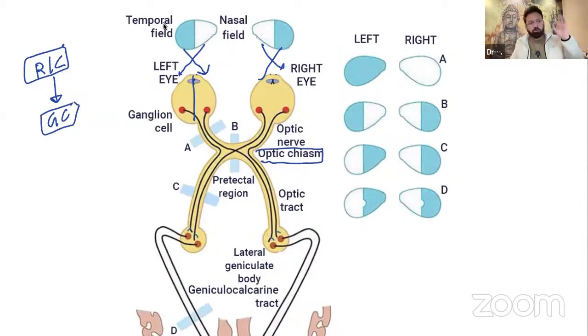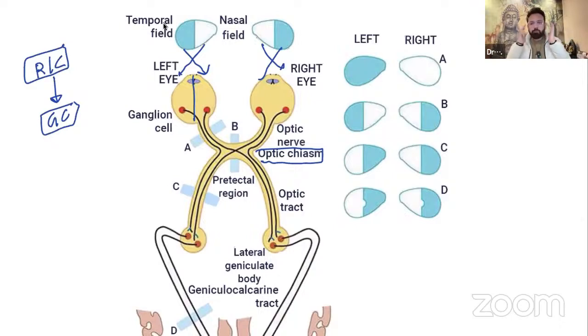Always remember, if you remember only this point, you can solve the whole pathway. Any MCQ regarding the whole pathway, just remember one point. And what is that point? Thanks a lot, cricket expert. Thank you. Okay, thanks a lot.